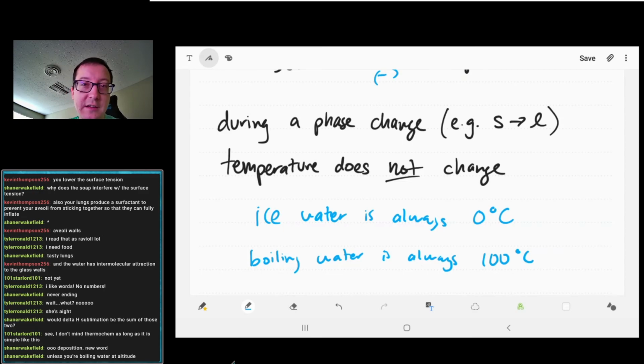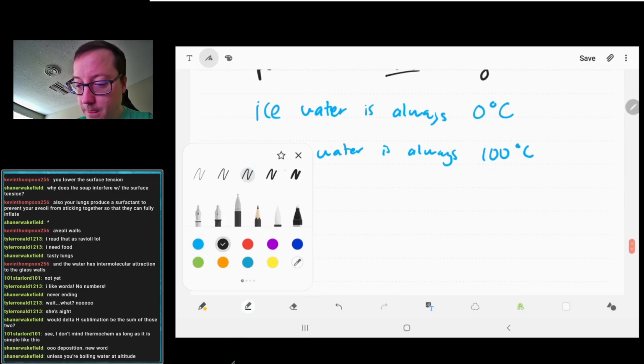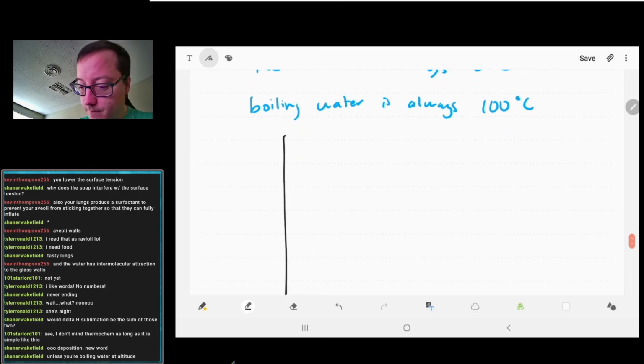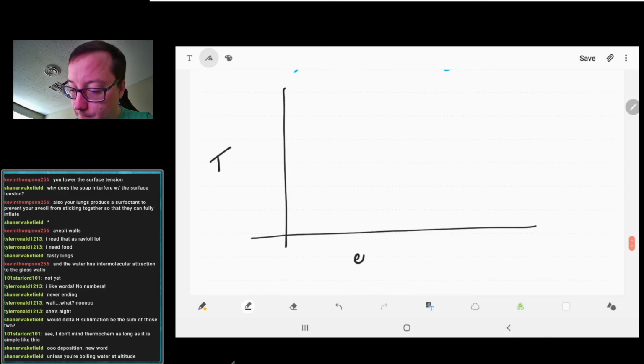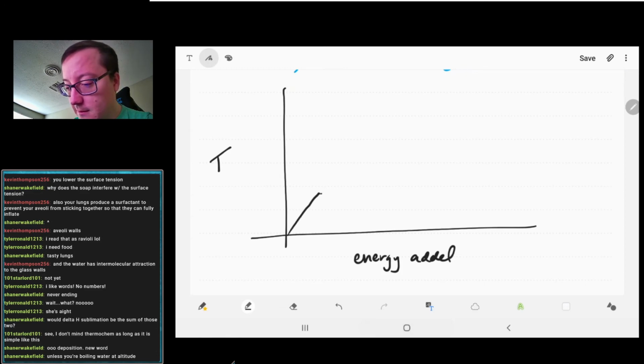So we know water takes forever to boil, right? To completely get rid of it. So we're going to see here that the temperature is not changing. So graphically, if we were to graph temperature versus the energy that we're adding to the system, we're going to get something like this.